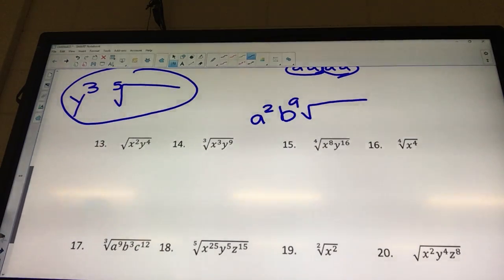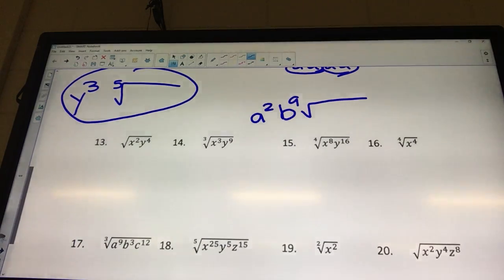Trying to see if there's an odd one. 17, 19 are odd. No, shut up. You don't even know what you're talking about.